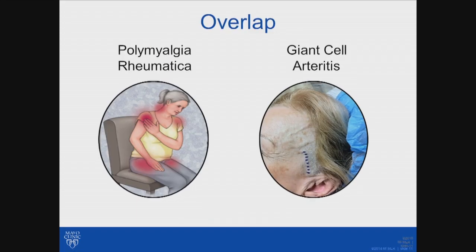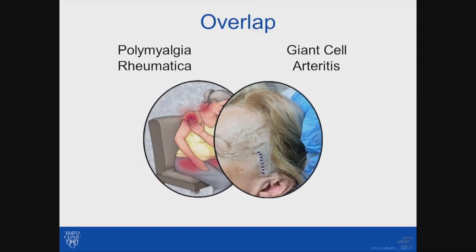Again, there's a lot of overlap between these two conditions, giant cell arteritis and polymyalgia rheumatica. And PMR causes stiffness and pain in the neck, the shoulders, the hips. Oftentimes, folks have a hard time getting dressed because of pain in the shoulders, and difficulty getting up from a seated position due to the pain and inflammation in the hips and in the thighs.